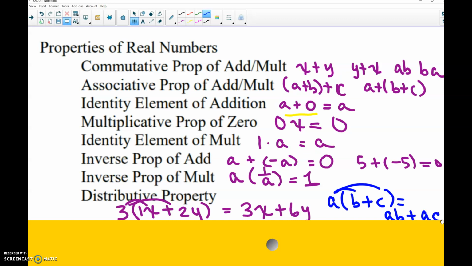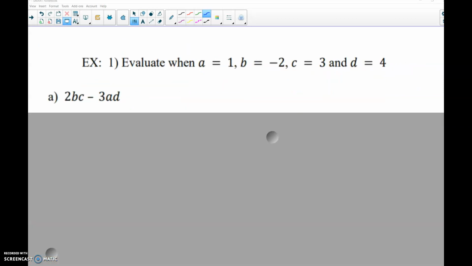Now let's take a look at some examples of evaluating. So you'll be given directions on what each variable's value is. So right now in part A, 2BC minus 3AD. That is an expression that can represent a lot of different things depending on what the values of A, B, C, and D are. In the directions, we are given specific values for those variables. So take a minute and write down the directions of what each of those values are, and also part A's original expression.